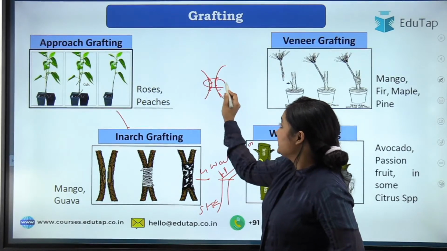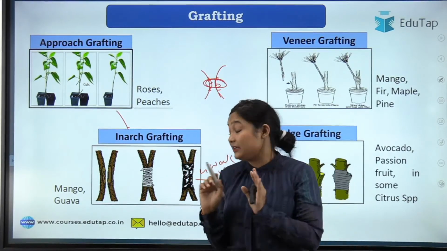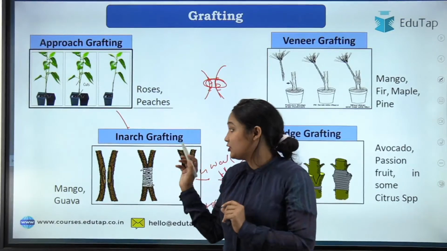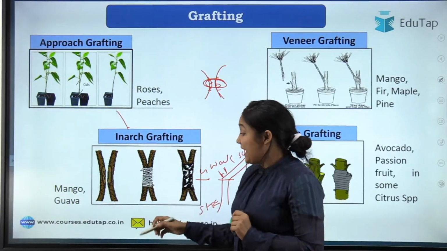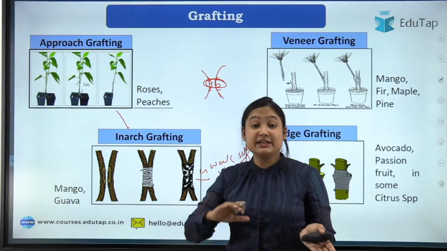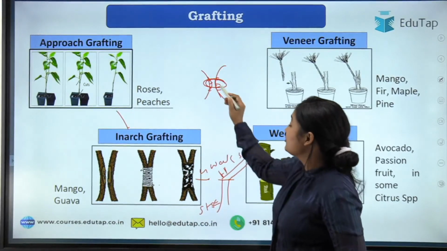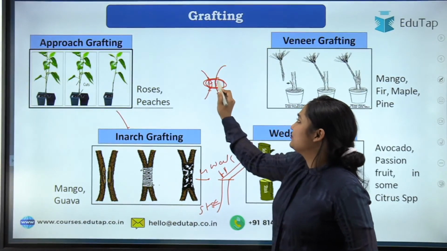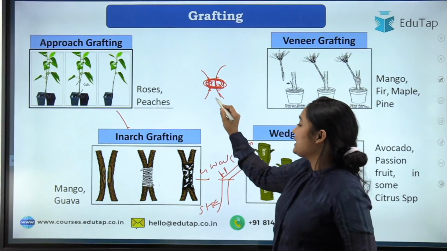Then we are closing it. There should be no gap. If there is a gap, there is a chance your grafting will fail. And if the plant is prone to disease, a disease or anything can attack here too. So you will completely seal it, with polythene or any similar material.